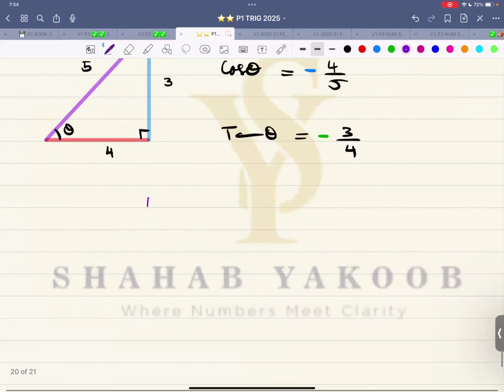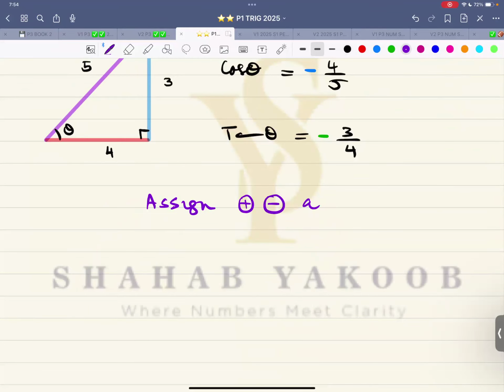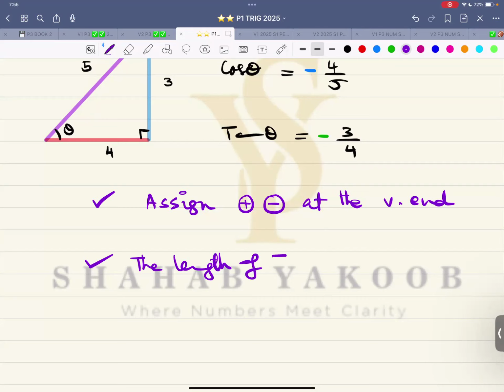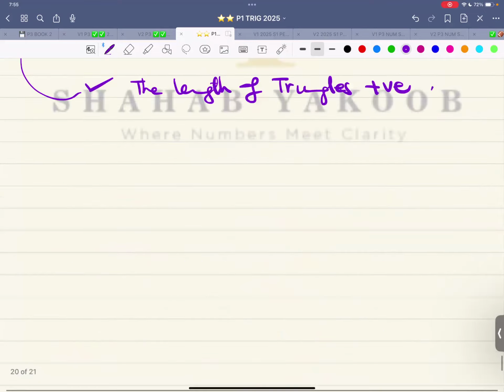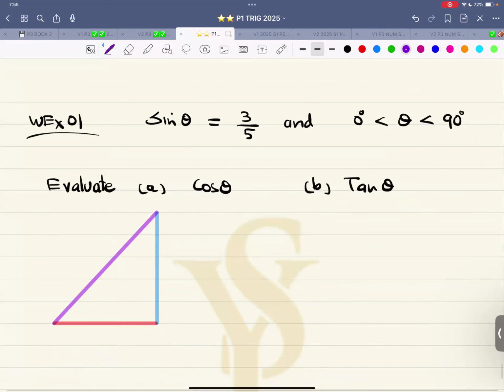So basically, assign positive, negative at the very end. That's the first thing. Second thing, the lengths of triangles are always written as positive. Therefore, we assign the sign at the very end. Is this all good, all clear? So now worked example 2 is also done. Let me go to worked example 3.